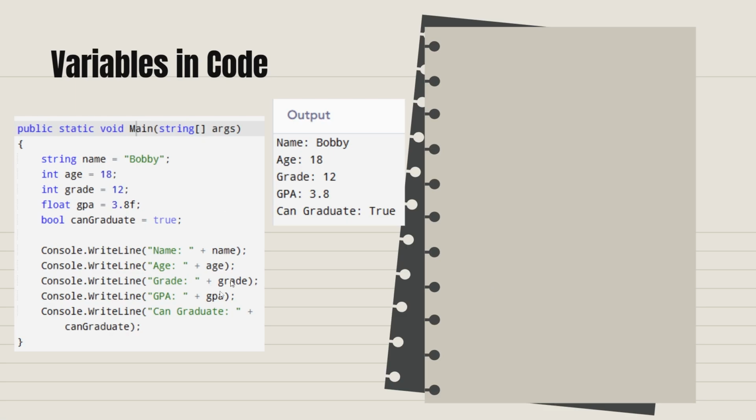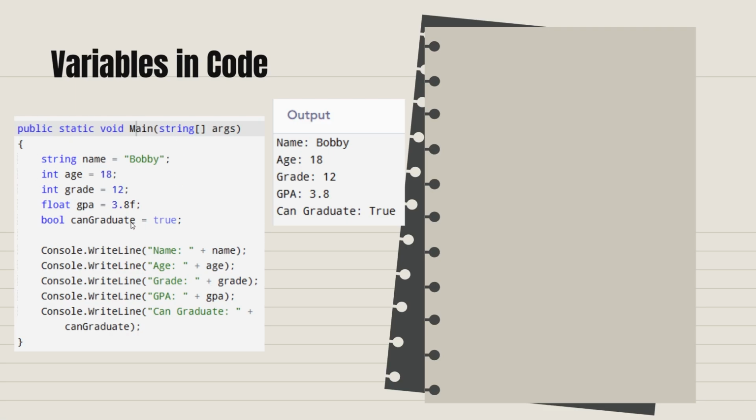Next up, how do we actually use these variables in code? So say we have this program where you put in all this information about some high school student. We have five variables here, right? We have the name of the student, say his name is Bobby, an integer for his age, which is 18, grade, 12th grade, and you have the float here, GPA, 3.8F. In C Sharp, to my memory, I don't know if you actually do this in other languages, maybe C++, when you designate a float, you have to put an F after it so the computer knows it's a float. Boolean here, canGraduate equals true.